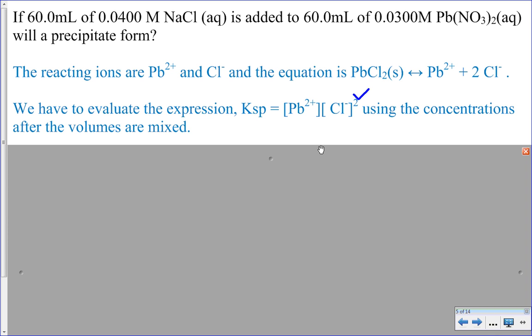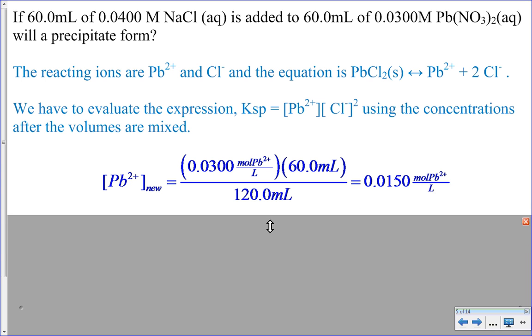The trick in this one is that the initial concentrations are not the concentrations that result when you mix the two together. So we have to determine for each of these ions their concentration after you mix them. The way we do this is we pretend that we have this moment in time when we can capture them when they're mixed, but before they react.